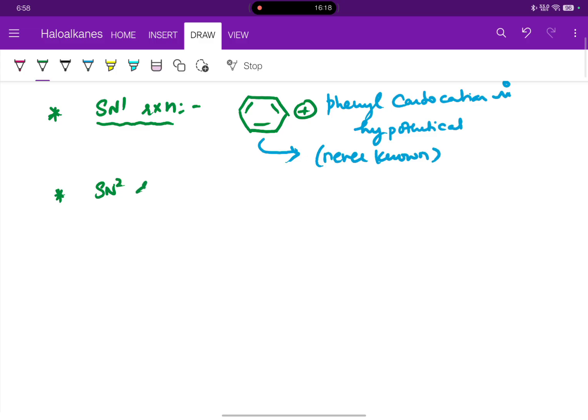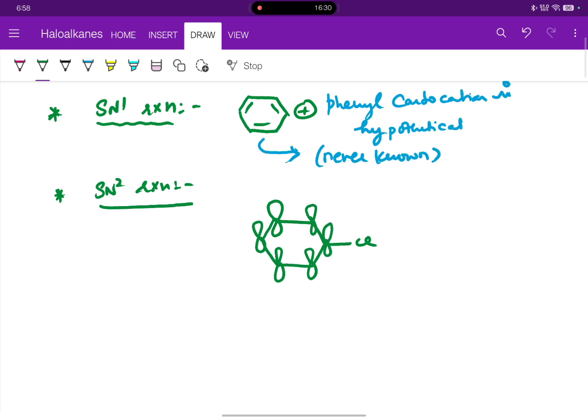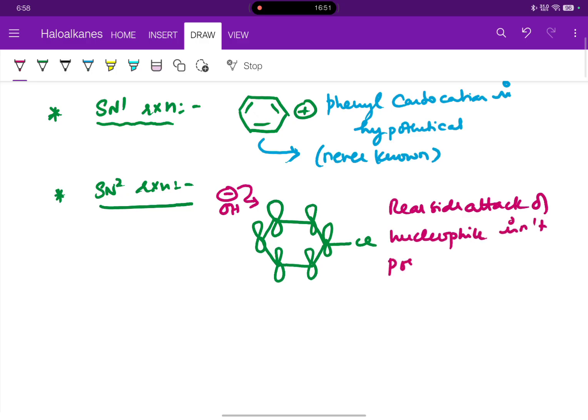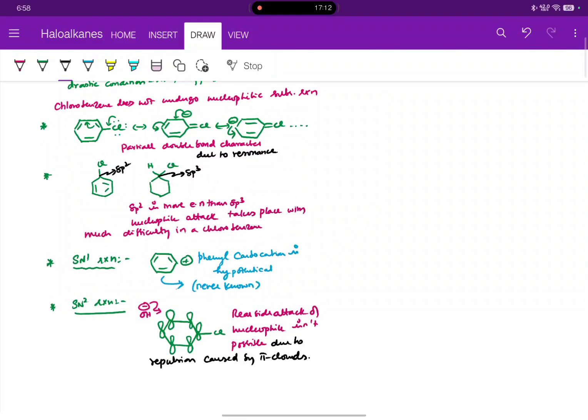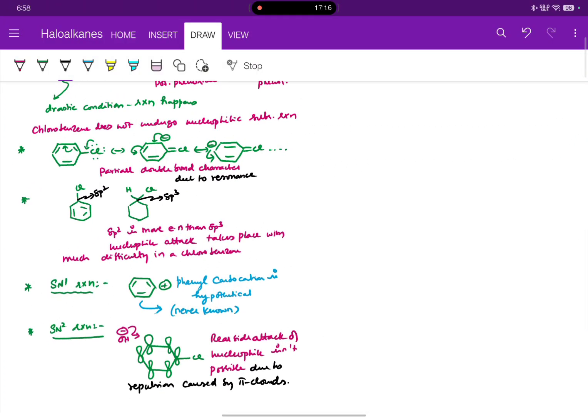Number 4, SN2 reaction. What do you mean by an SN2 reaction? You have pi clouds here, which are electron rich, and if you try to bring a nucleophile and attack from the rear side, it's not possible. So you can write: the rear side attack of the nucleophile isn't possible. What is the reason? Due to repulsion caused by the pi clouds. So write these four points for why chlorobenzene doesn't undergo nucleophilic reaction. Make a note.